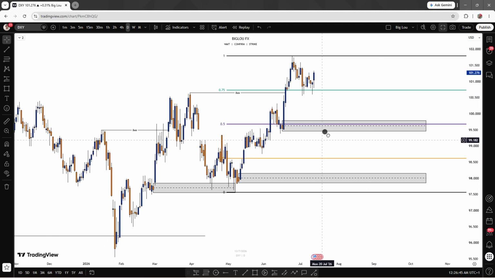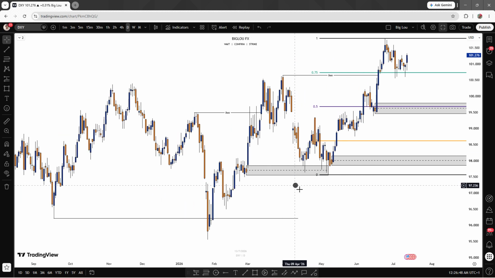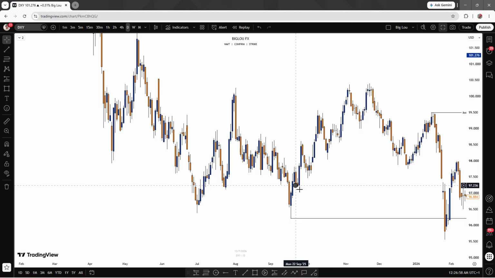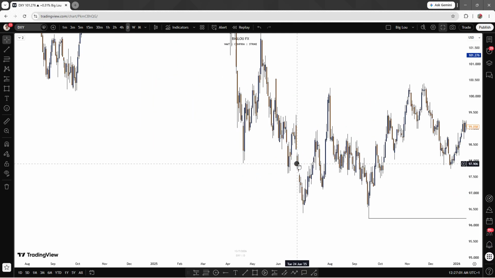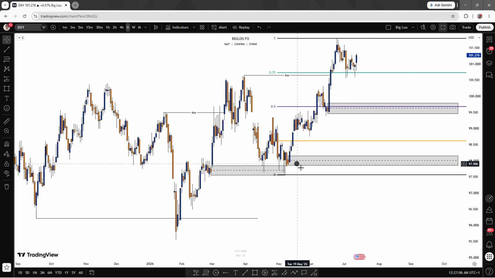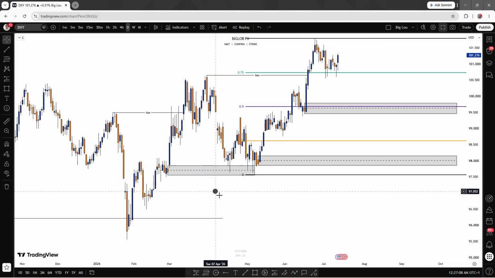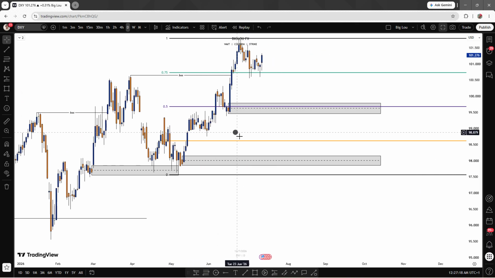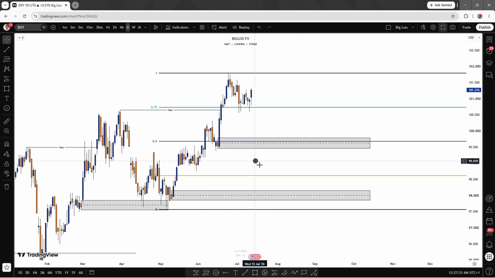Take note, price can ignore a zone and move on without having to come back to your zone or anything. I can show you some examples. Price can ignore a zone and leave it hanging till whenever it feels like coming to that zone. I don't want to go into all of that right now, but just take note. So we have these two zones, and we're going to see how it plays out.